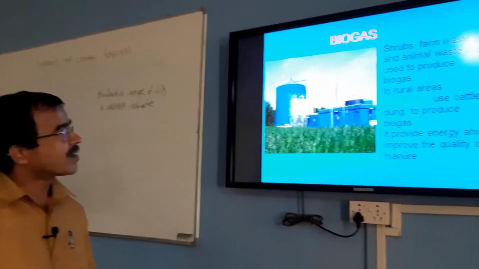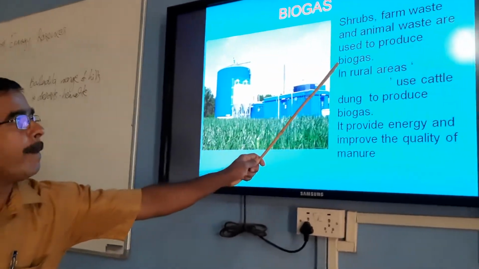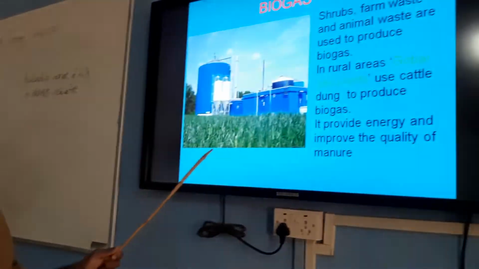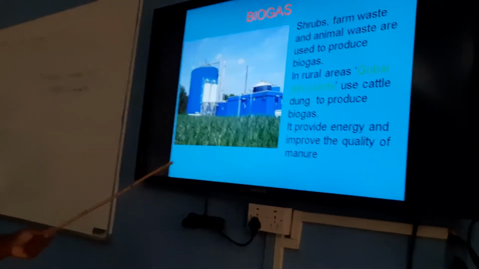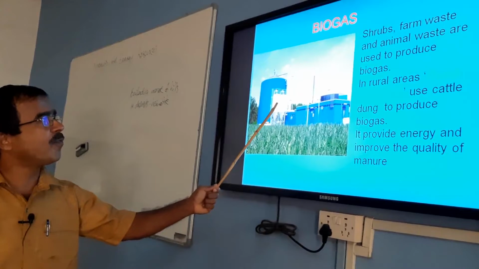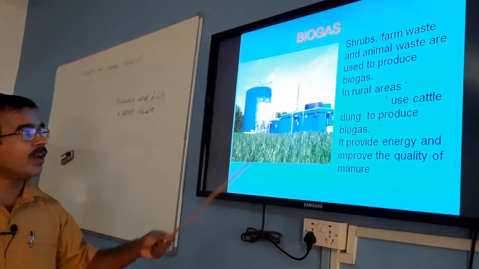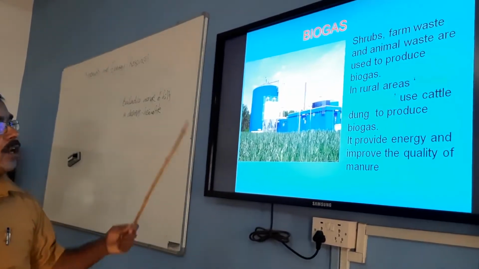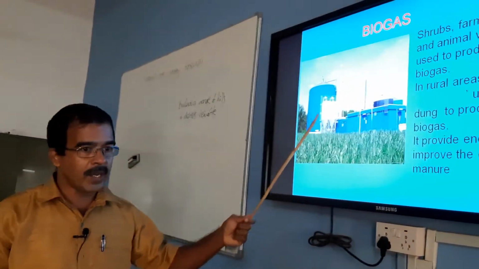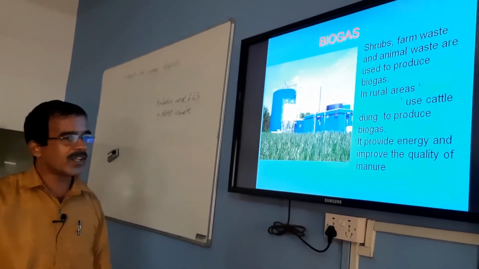You know, shrubs, farm waste and animal waste are used to produce biogas. When the waste is decomposed, a gas is produced that can be converted into energy. That energy can be utilized. And in rural areas, even in our Navodaya system, most Navodayas have a biogas plant using the mess waste.